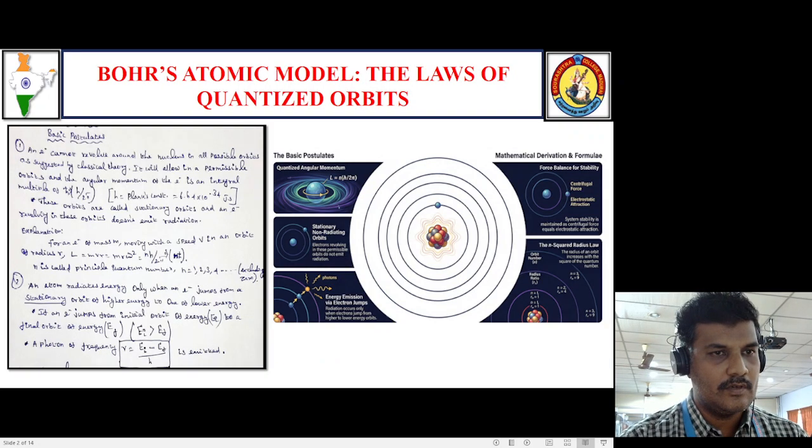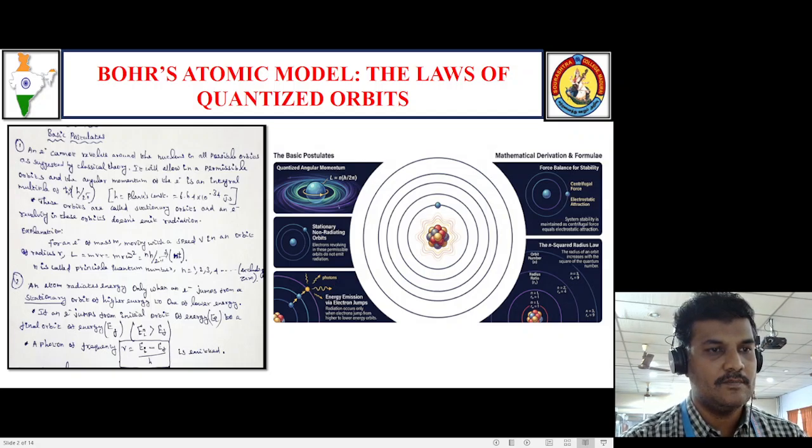As we all know, after the discovery of the Rutherford backscattering experiment, Bohr derived the relationship for the electron and the nucleus. He is the first person who gave the relationship, and he clearly suggested that electrons cannot revolve around the nucleus in all permissible orbits as suggested by the classical theory.